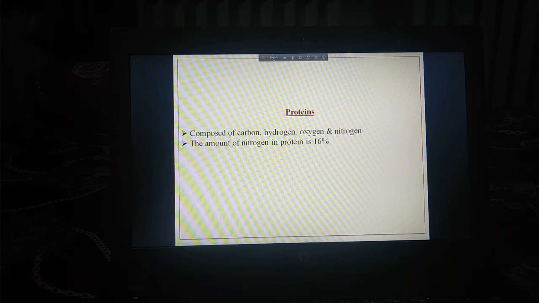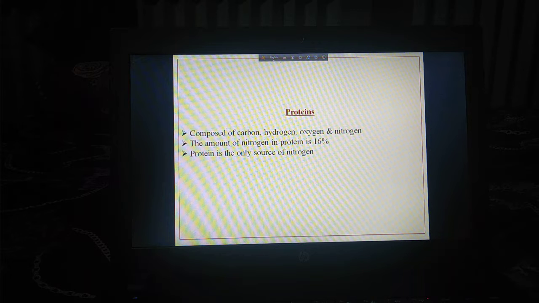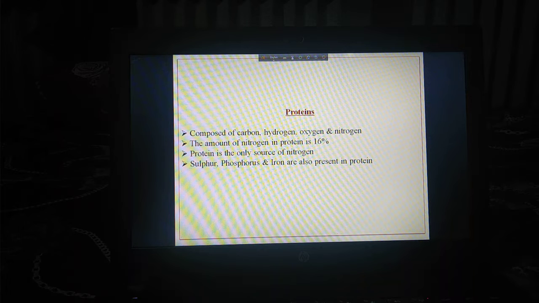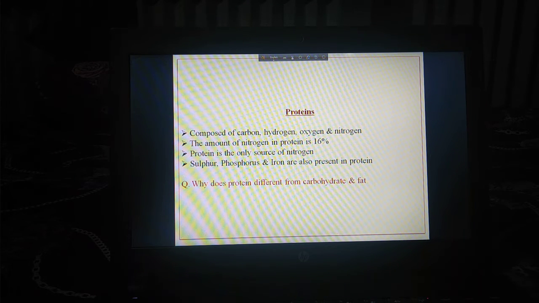You know that protein consists of carbon, hydrogen, oxygen and nitrogen. Protein is the polymer of amino acids. Most important point, in protein the amount of nitrogen is near about 16%. Protein is the only source of nitrogen. Along with nitrogen, some other substances, for example sulfur, phosphorus and iron, are also present in protein. For that reason, protein is more important than carbohydrate and fat. Now the next question: why is protein different from carbohydrate and fat?